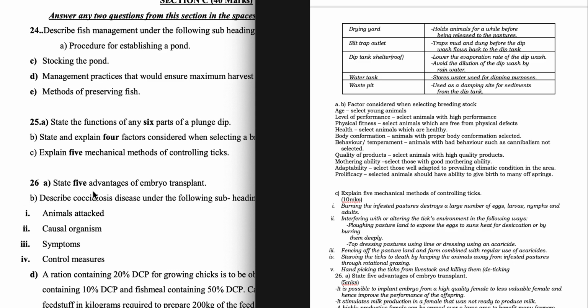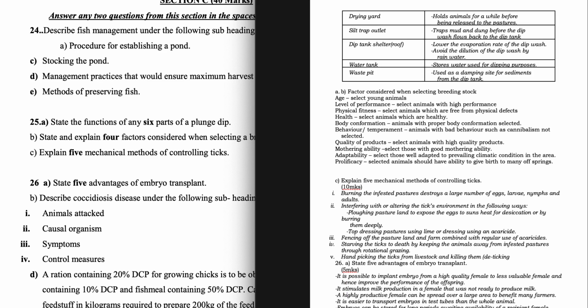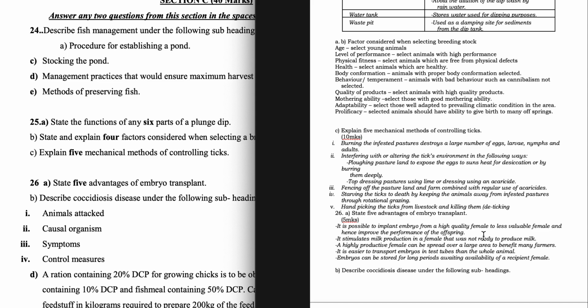Question 6a. State 5 advantages of embryo transplant. It is possible to implant an embryo from a high quality female to a less valuable female and hence improve the performance of the offspring. It stimulates milk production in a female that was not ready to produce milk. A highly productive female can be spread over a large area to benefit many farmers. It is easier to transport embryos in test tubes than the whole animal. Embryos can be stored for long periods awaiting availability of a recipient female.